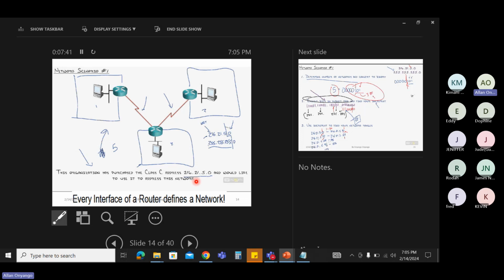How many networks are there? 5. Cindy, 2 of them are point-to-point, and 3 of them are LANs, okay? So here we have already known that we need 5 networks. So we need to divide 216.21.5.0 to get a total of 5 networks. Sawa? Yes. Guys, I'm climbing from simpler to complex, but it's not going to get so complex. It will be easier. I just want you to see the tricks, and thus I want you to start with me from the very beginning and see how it goes.